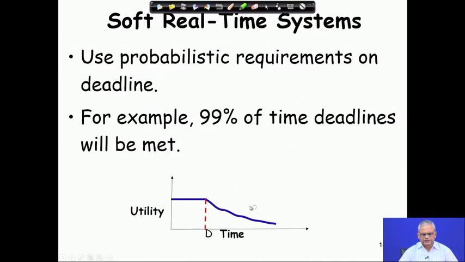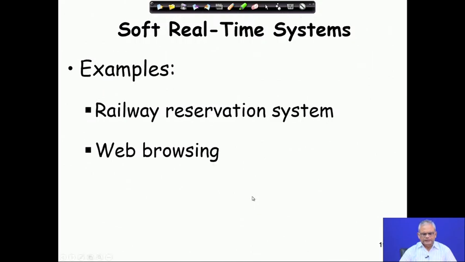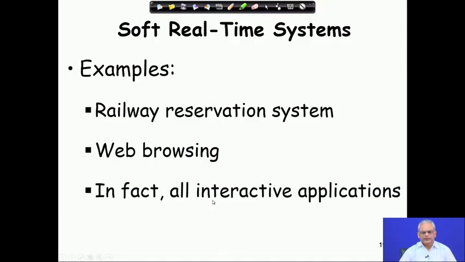What is an example of such a system? Here we give probabilistic requirements on the deadline. For example, we might say that 99% of the time the deadline should be met. The examples are a railway reservation system, web browsing, and in fact all interactive applications where we expect the result to be produced within a few seconds, 20 or 30 seconds, and then we say that the system is performing well. If it takes several minutes and so on, then we say that the performance has degraded.